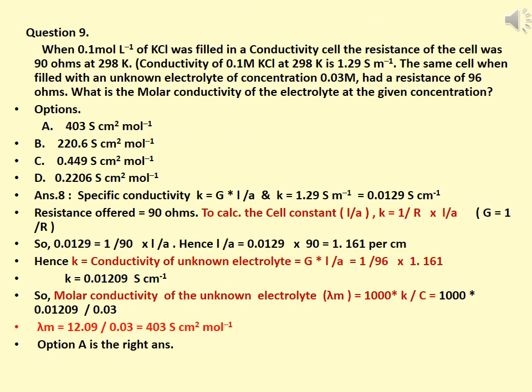Question number 9. When 0.1 mole per liter of KCl was filled in a conductivity cell, the resistance of the cell was 90 ohms at 298 Kelvin.